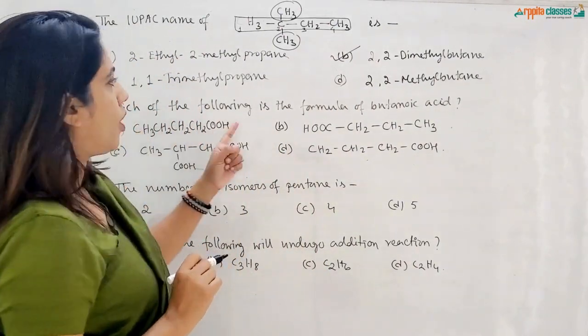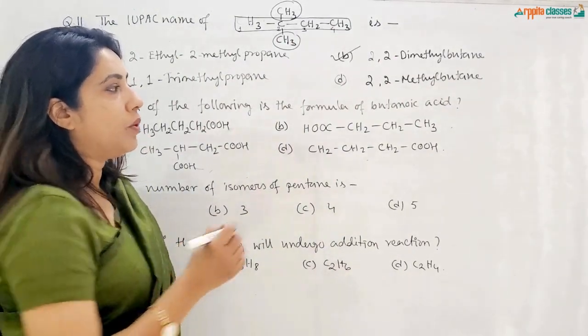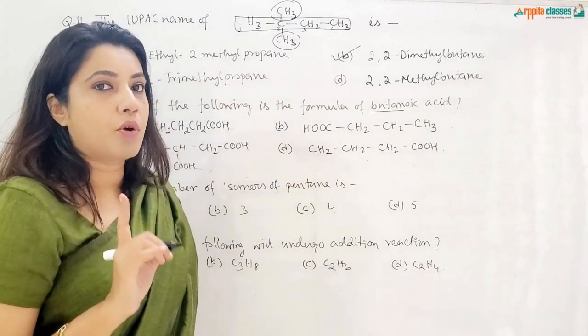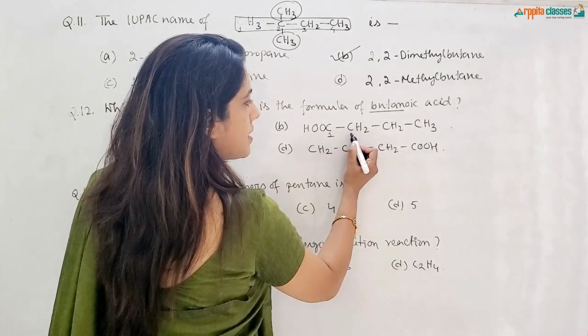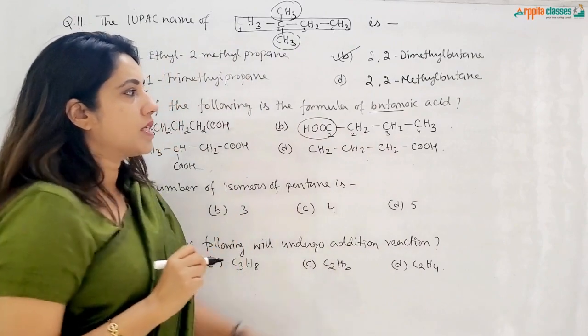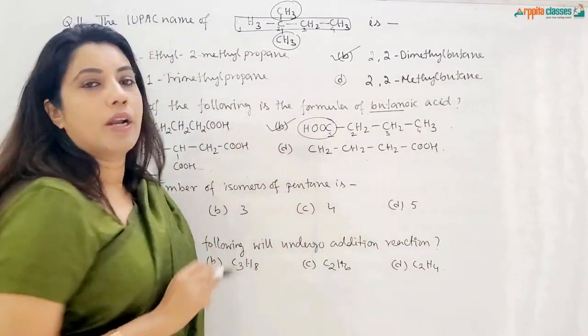Next is, which of the following is the formula of butanoic acid? Butanoic acid means, but means there are 4 carbon atoms and oic acid means 1 carboxylic group is there. So if you see, this is the first carbon, second carbon, third carbon and fourth carbon, and this is the carboxylic group. So this is CH3, CH2, CH2, COOH, your butanoic acid. B is the right option.